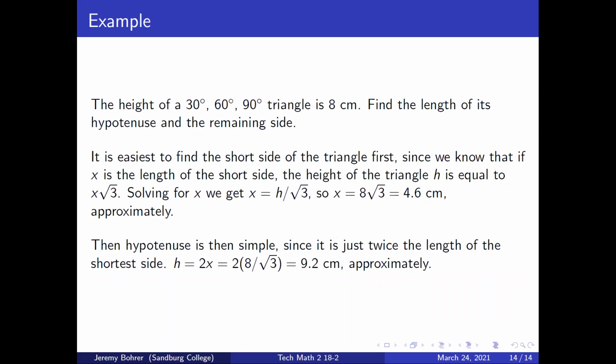The height of a 30, 60, 90 triangle is 8 centimeters. Find the length of its hypotenuse and the remaining side. It is easy to find the short side of the triangle first, since we know that if x is the length of the short side, the height of the triangle h is equal to x times the square root of 3. Solving for x, we get h over the square root of 3. So x equals 8 divided by the square root of 3, which is about 4.6 centimeters, approximately. The hypotenuse is then simple since it is just twice the length of the shortest side. H equals 2x, which is 2 times 8 divided by the square root of 3, which is about 9.2 centimeters.